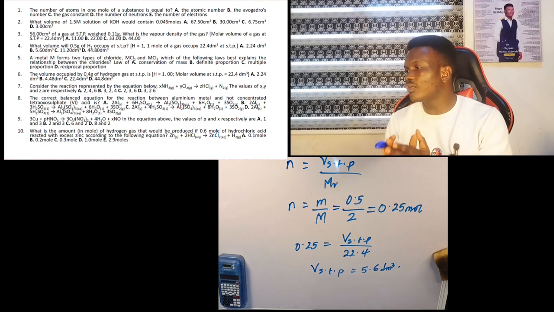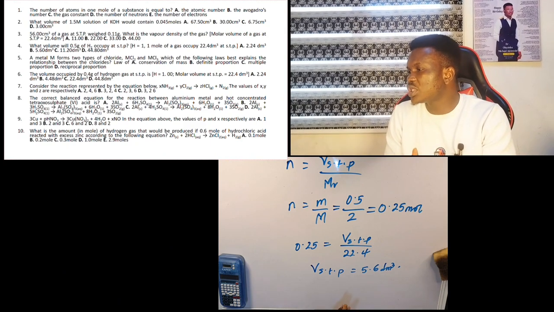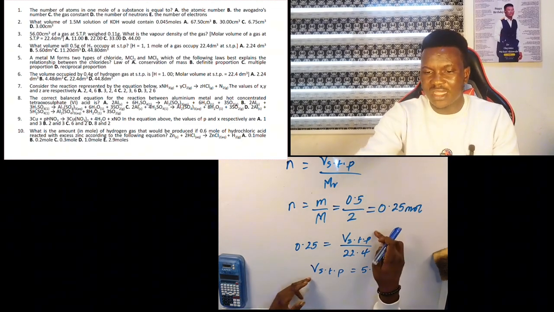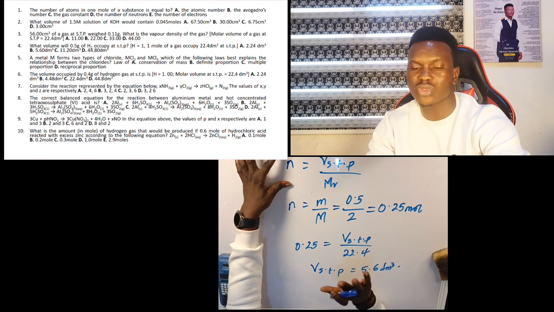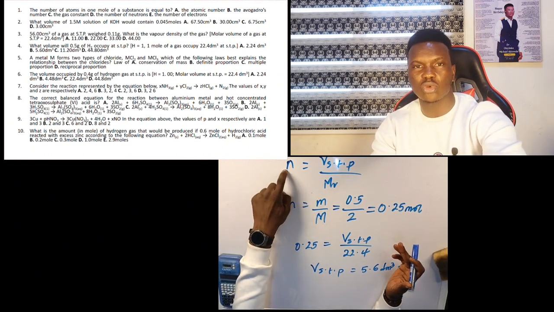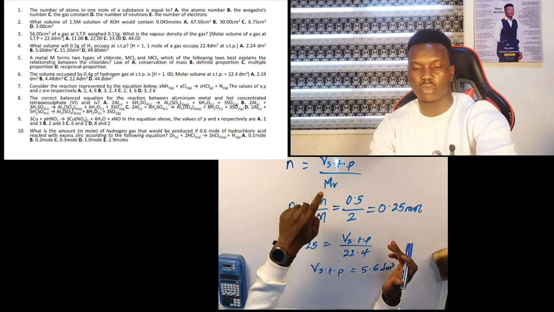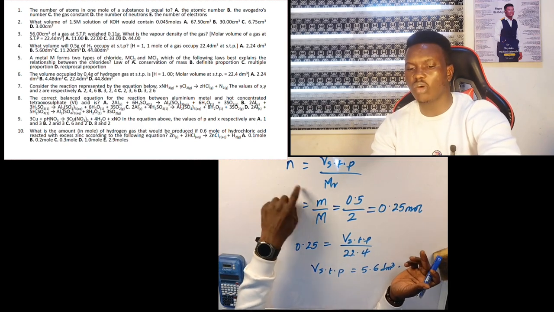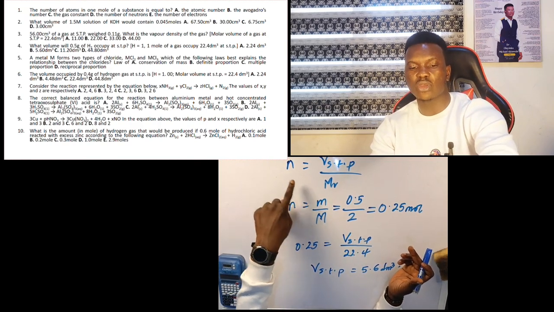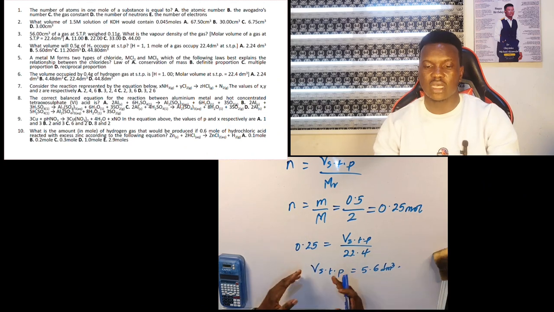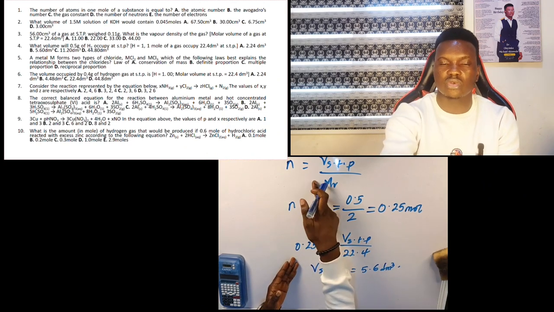They said, what volume will 0.5 gram of hydrogen occupy at STP? So volume at STP, then you know the formula to use. That's the first thing. How do you get there is the next question. I need to know number of mole and I need to know molar volume. Molar volume is a constant, 22.4, but you are not given number of mole, but you are given mass. You know that you can calculate number of mole from mass over molar mass, and that's it. And when you get that, you slot it into your equation.